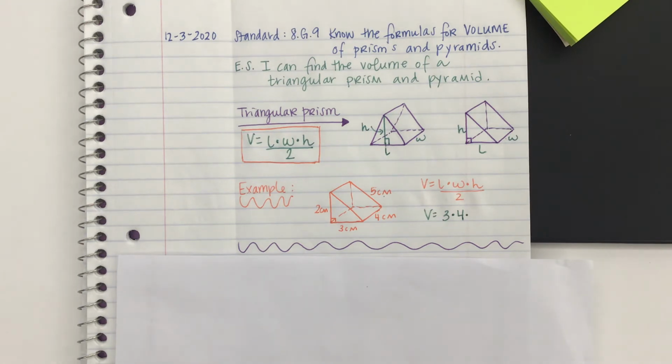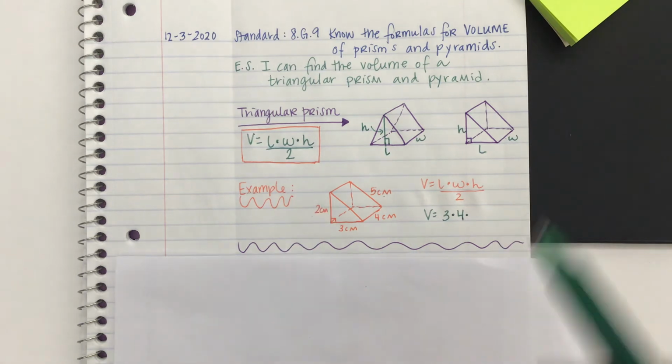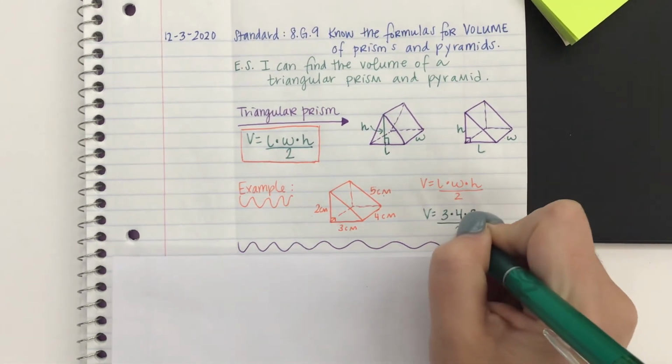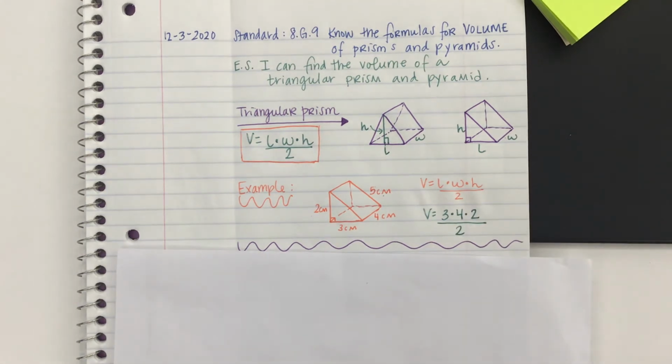It cannot be the diagonal. Diagonals are slanted, all right? So it cannot be the diagonal. So the height actually is the 2. So I go ahead and write that down, but then I need to remember that I always must divide by 2 for triangular prisms. So again, the 5 does not matter in this problem, okay?